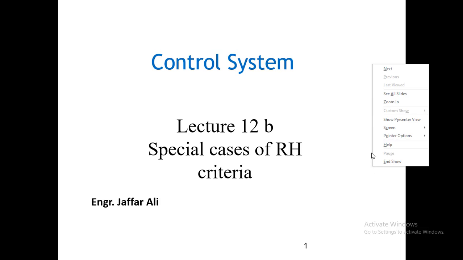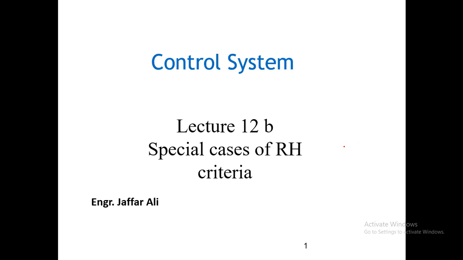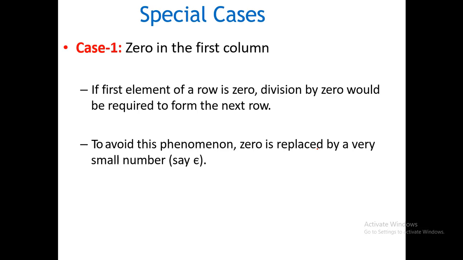So, we were discussing the examples on the RH criteria. We have done a few examples on the simple characteristic equation, showing how you can find the stability of a given equation or a system. But there are a few special cases which can occur while you are solving the RH criteria to check the stability of a system.